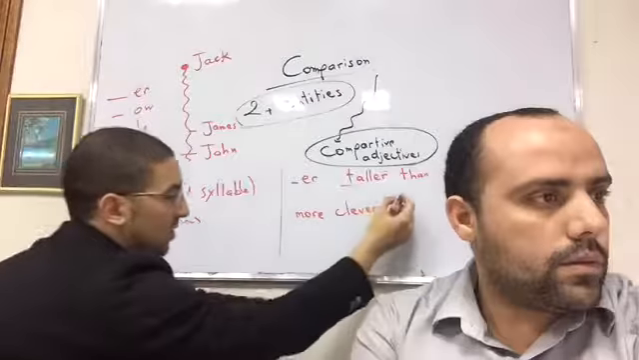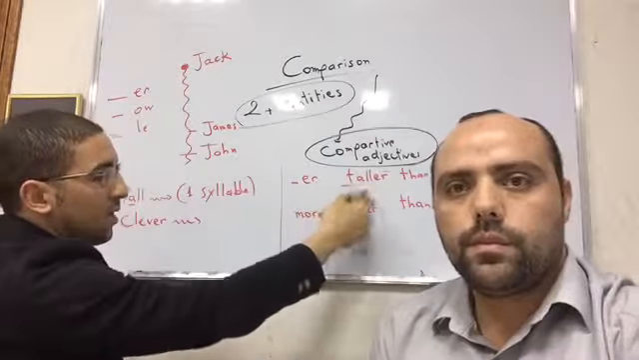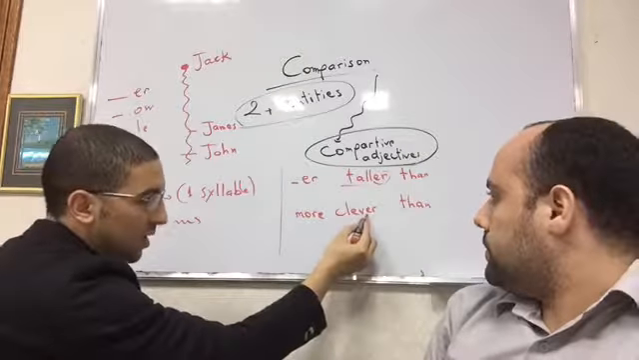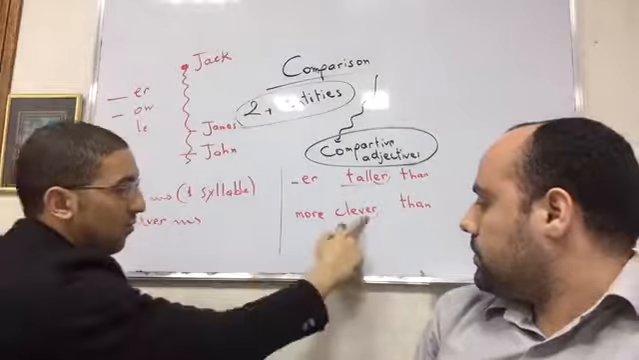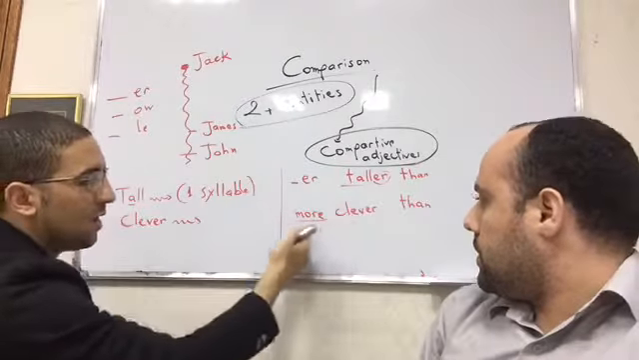So we always use that here. And as I said, use ER if you have one syllable. If you have two syllables or more, use more. Here we said that we can have both. We can say cleverer, more clever.